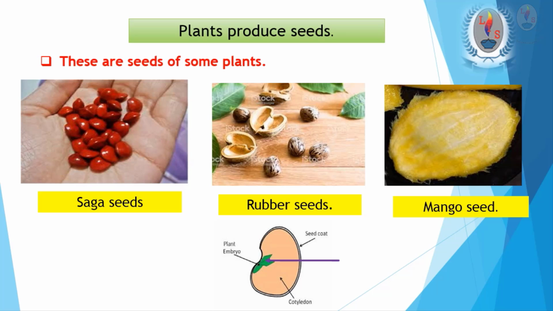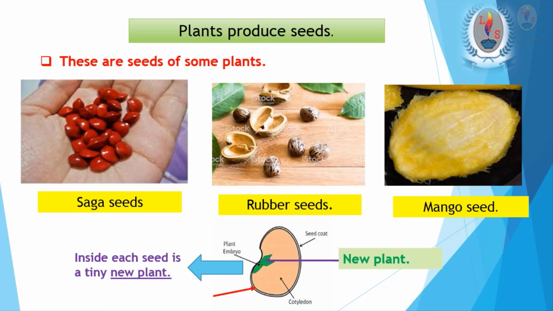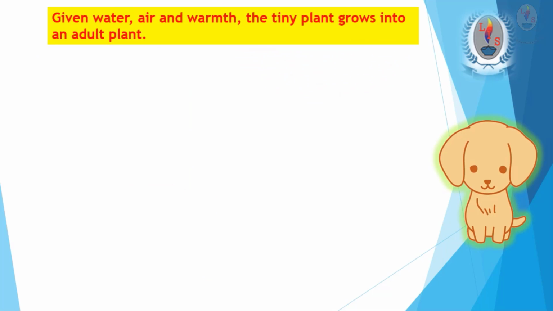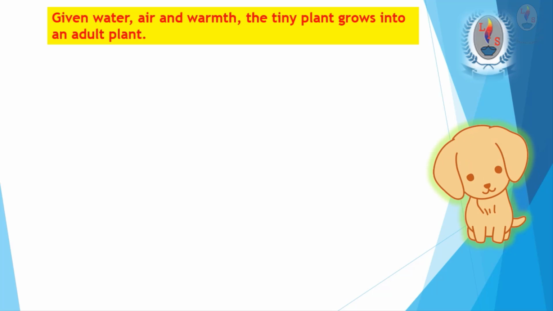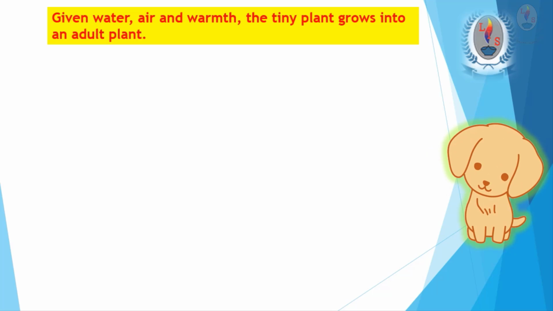Children, now you can see a picture of a seed here. The arrow shows the new plant. Inside each seed is a tiny new plant. The arrow shows the new plant inside the seed here. Given water, air and warmth, the tiny plant grows into an adult plant. Children, when we give air and warmth, the tiny plant grows into an adult plant.